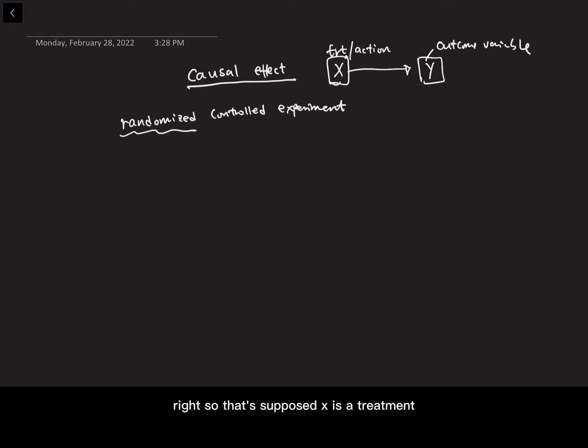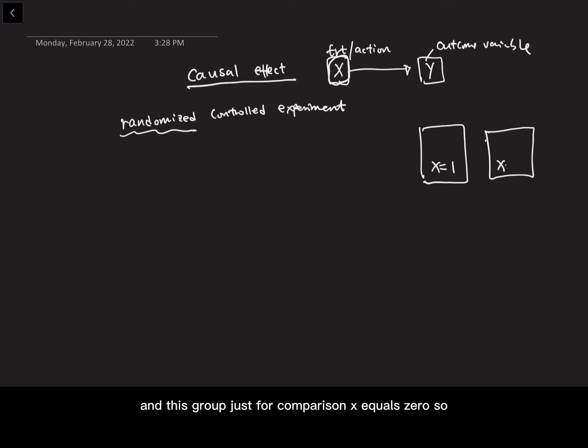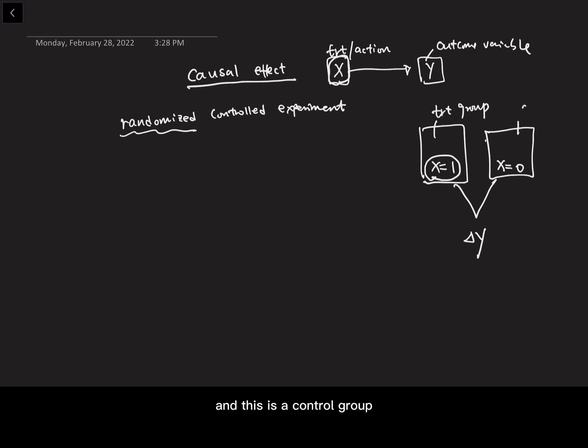Right. So let's suppose X is a treatment. The easiest way to understand it is, let's suppose this group is X equals 1, and this group, just for comparison, is X equals 0. Let's suppose X equals 1 is all the patients given drugs, and X equals 0, all the patients are given placebos, right? So you want to know the effect on the outcome variable Y of being in the treatment group. So this is a treatment group, and this is a control group.